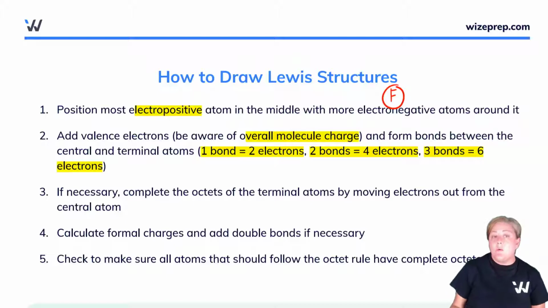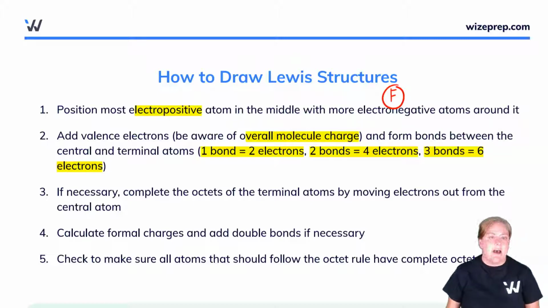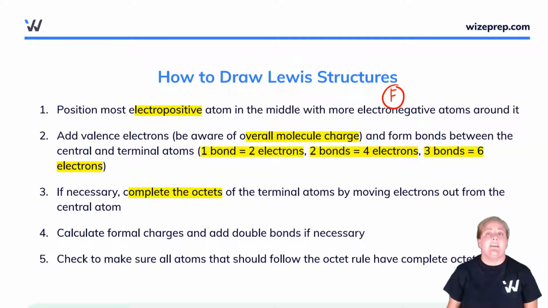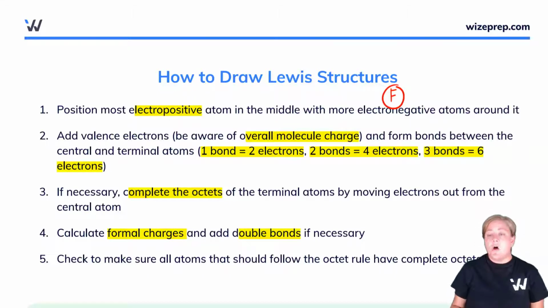At this point, you want to check if it's necessary to complete the octets of terminal atoms by moving electrons out from the central atom. In other words, ensure that everybody is following the octet rule, because you want to make sure that all atoms have those 8 valence electrons. Next, you calculate formal charges and add double bonds if necessary. And always do a last check. Make sure all atoms that want to follow the octet rule are. And do a last check that you have as many electrons as you came with.